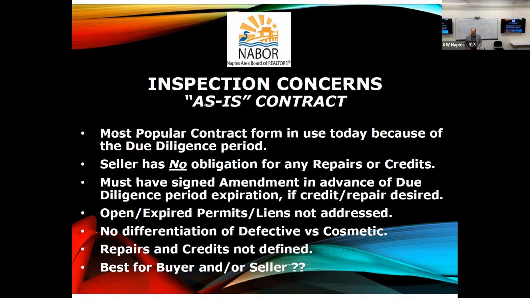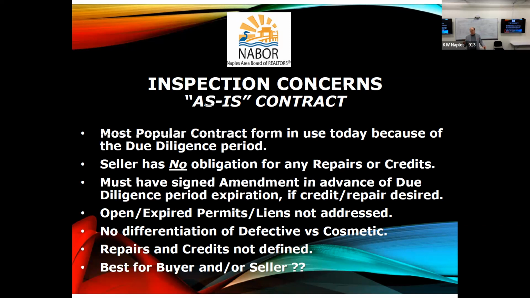So if I'm the buyer and I do an inspection and the inspector tells me that the air conditioner is not working or it's not cooling to the level that it should cool, that's a defective condition. Even though there's no defective and cosmetic in the as-is contract, now that I've notified the seller that you have a defective air conditioner, do you as the agent and the seller have to disclose that to the next buyer? Yes.